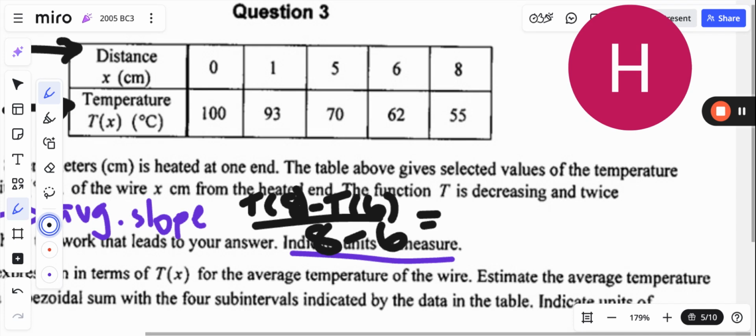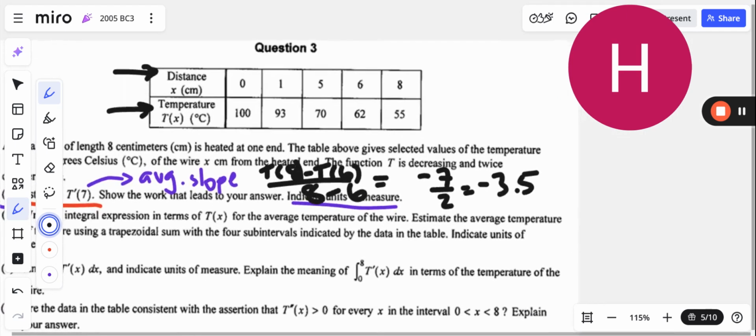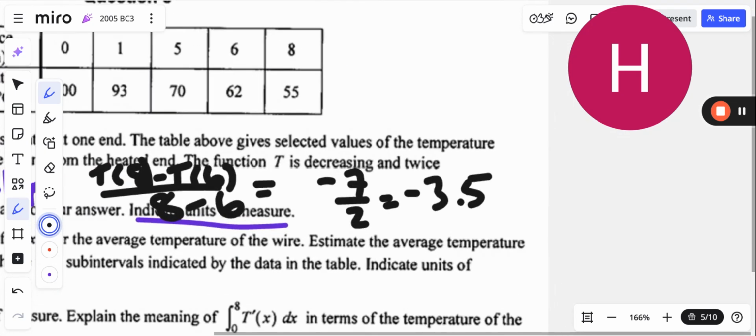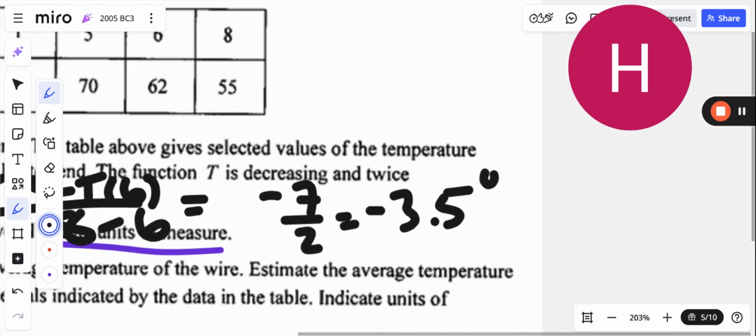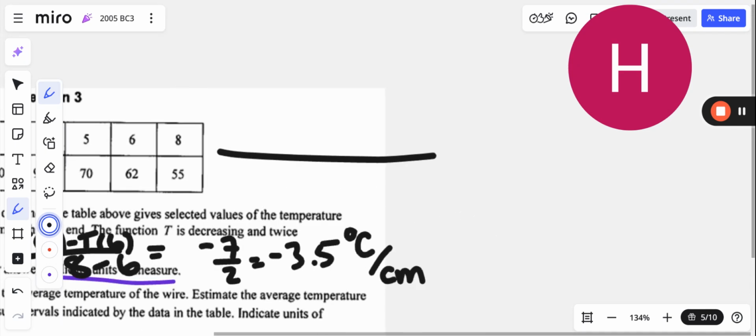So how hot it is at 8, that's 55, minus how hot it is at 6, that's 62. So 55 minus 62 is negative 7, over 8 minus 6 is 2. So we say about negative 3.5, and this is going to be degrees Celsius per centimeter.